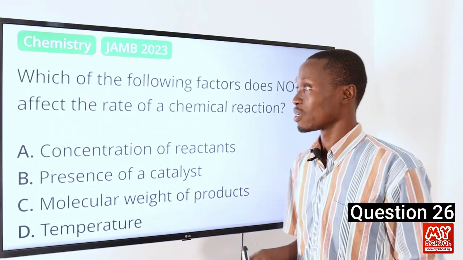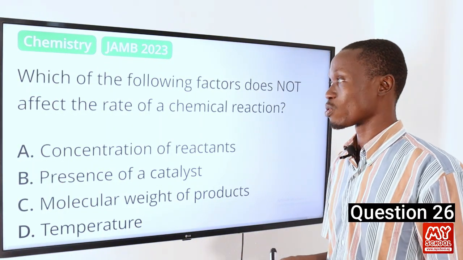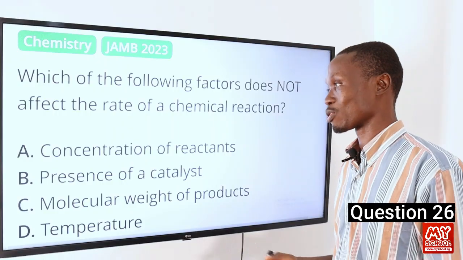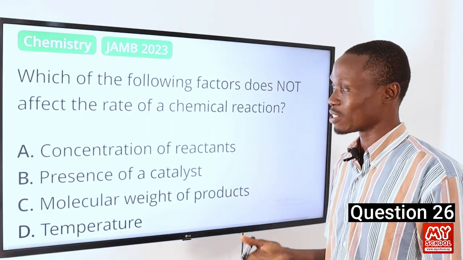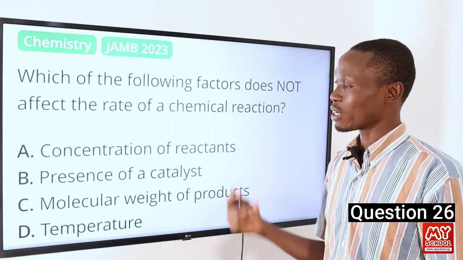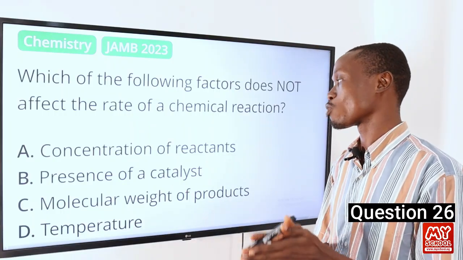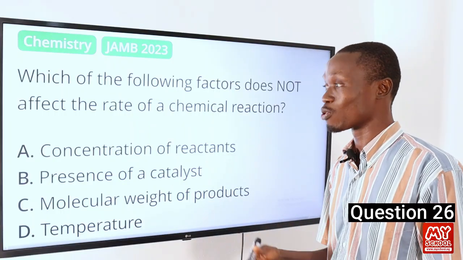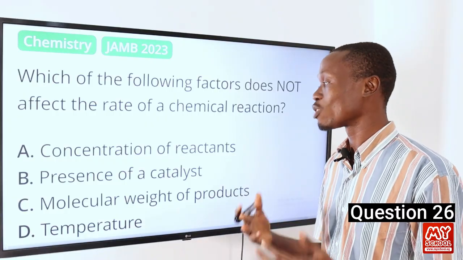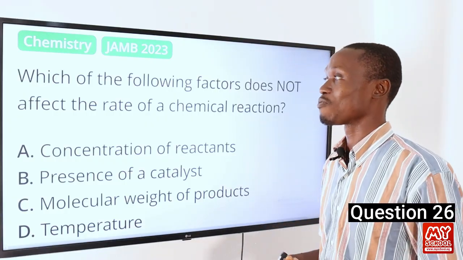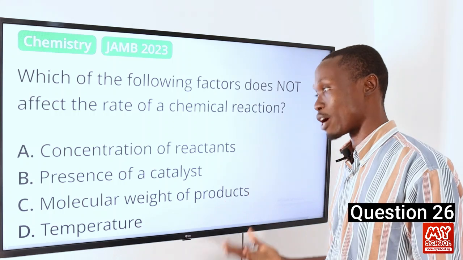Question 26. Which of the following factors does not affect the rate of a chemical reaction? So we have a lot of factors that affect the rate of a chemical reaction. So let's start with option A, concentration of reactant. Yes, concentration of reactant actually affects the rate of a chemical reaction. In fact, the higher the concentration of the reactant, the faster the rate of the chemical reaction.